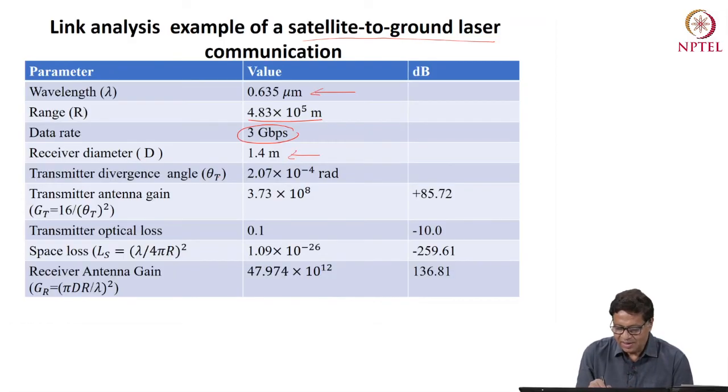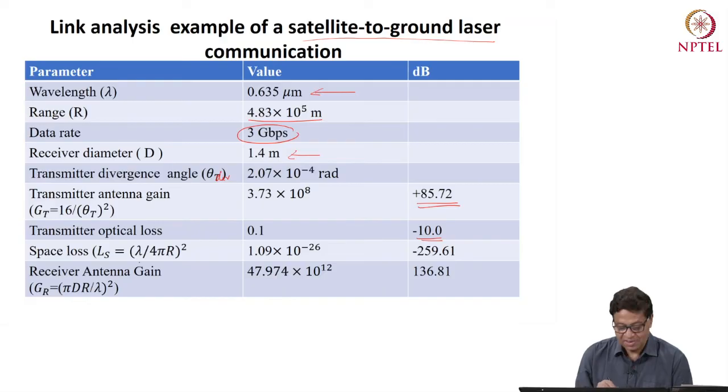The divergence angle is actually in milliradians, or you can say 2.07 times 10 to the minus 4 radians. So it is very, very small. Otherwise, you cannot cover a long distance. And the transmitter antenna gain, as discussed in the last formula, you get 85.72 dB, and the optical loss at the transmitter is minus 10.